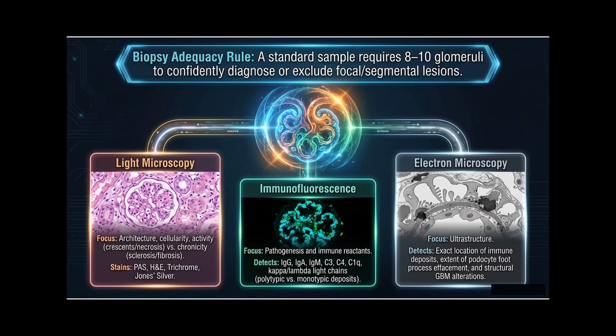If you do electron microscopy, you get the exact location of the immune deposit. You can pinpoint whether it is on the podocyte foot process or on the GBM, where exactly it is.